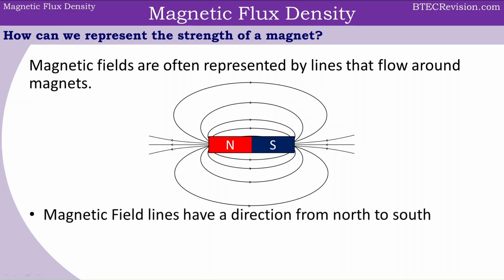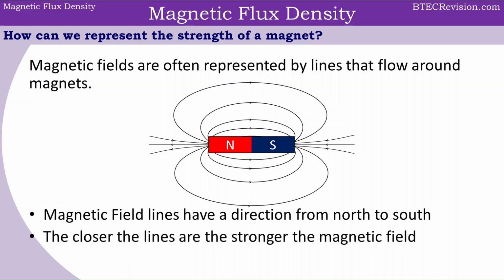The magnetic field lines have a direction, and they go from north to south, as you can see in the picture. And the closer these lines are, the stronger the magnetic field is. For example, if you look at the ends of the poles, the north and the south, all the lines are closest at those regions. Therefore, the magnet is the strongest at those points.